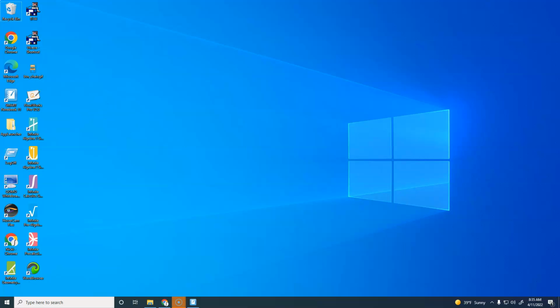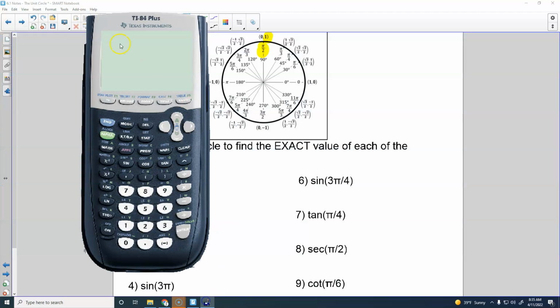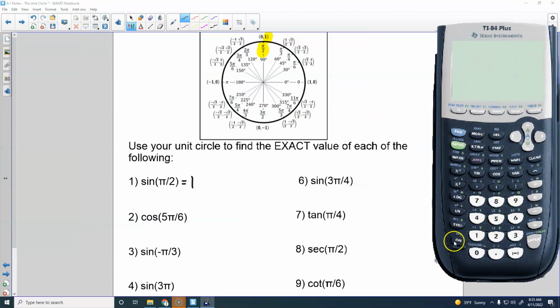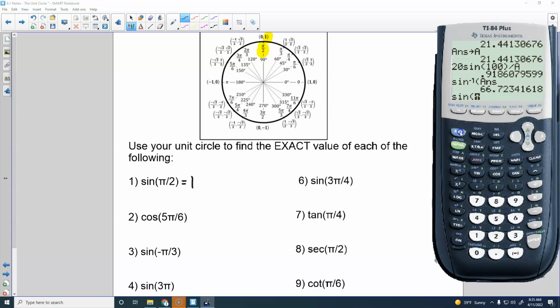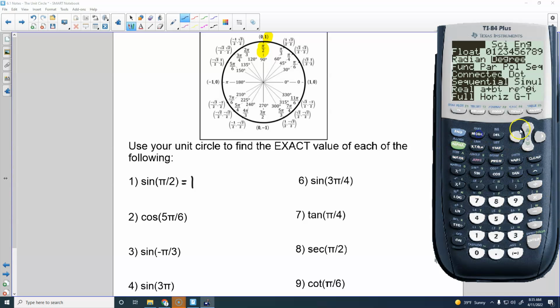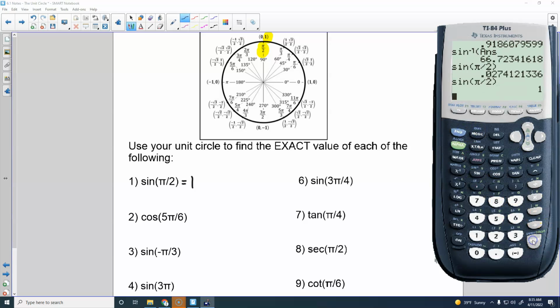You can check these, although you will not be allowed to use your calculator on the quiz. But if you just want to double check, it also helps you relate to what we've been doing. If you type in sine of pi over 2, actually, it's not going to work. Why is it not working? It's in degrees right now. So if I go to mode and change it to radians and type sine of pi over 2, it will tell me 1. So the calculator can do this for you, but we'll be doing this without the calculator. That's why we need to be able to do this.